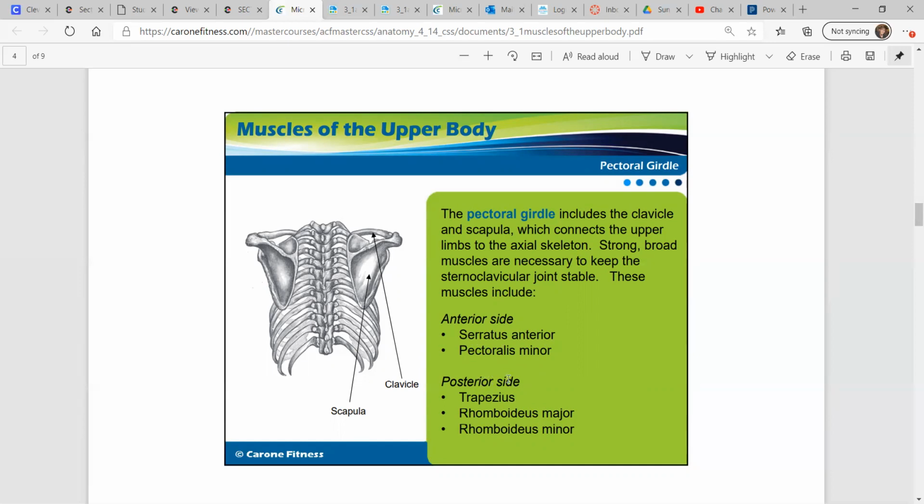On the posterior side, the back side, trapezius, or the traps, rhomboideus major, rhomboideus minor.